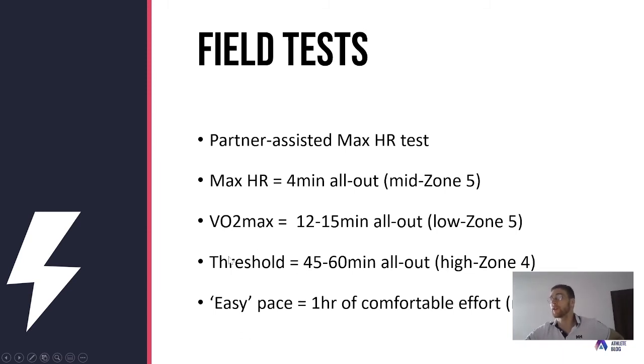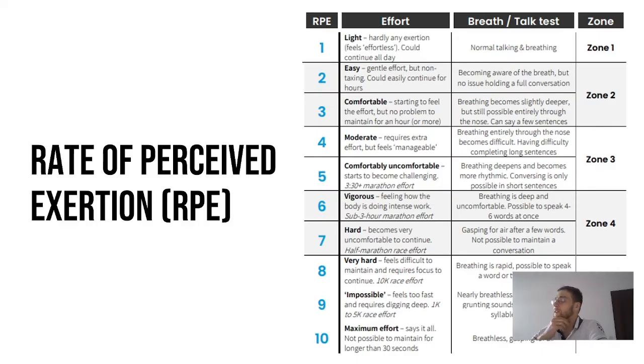But for longer duration, for endurance sports in particular, the threshold effort is a more relevant one. So basically you go for roughly 45 to 60 minutes of all-out effort. Threshold is your 60 minutes all-out, but 45 minutes would get you quite close as well. And that would be your high zone 4. And another test is easy pace. You just go out for 1 hour and you turn on your heart rate monitor, but you don't pay close attention. And then after that, you compare how that compares to the zones that you have calculated, and that should be within your zone 2.